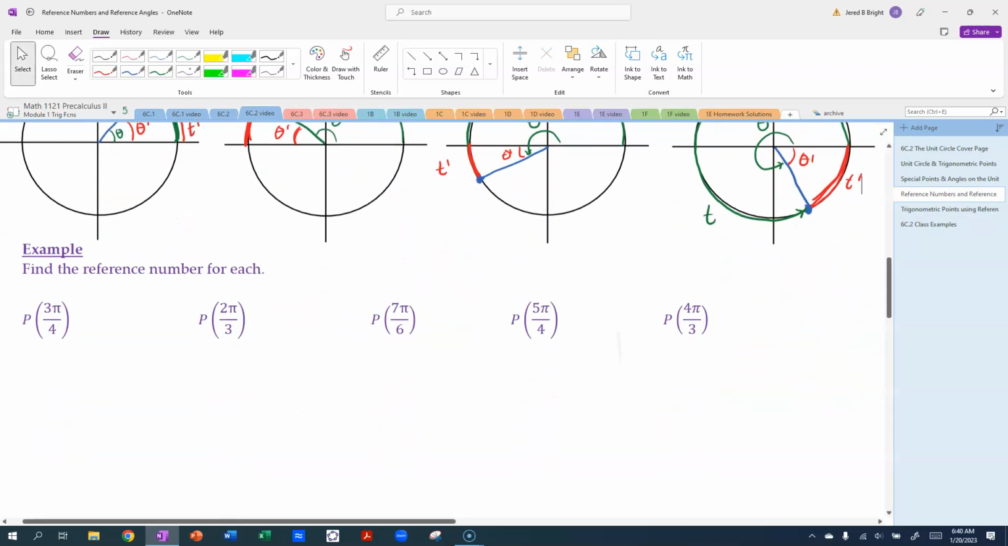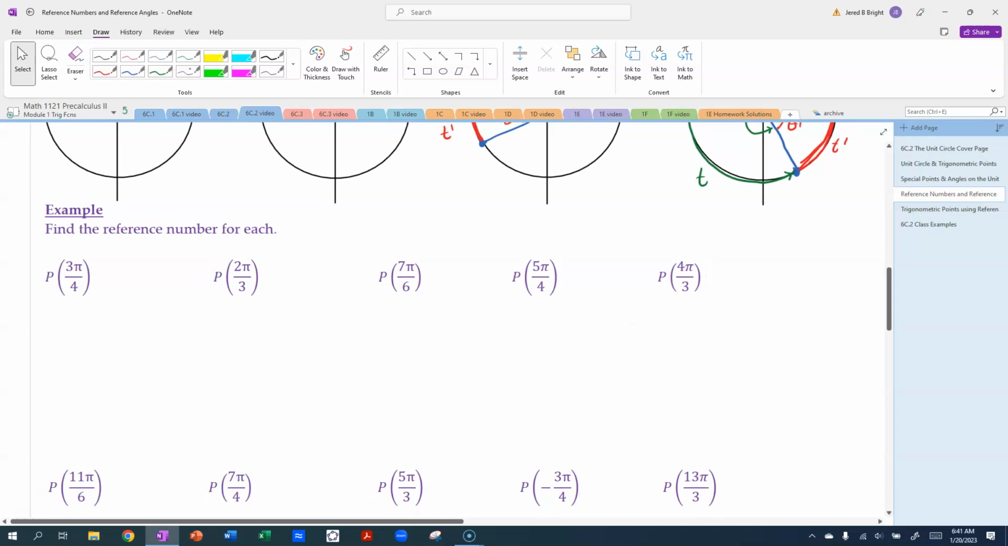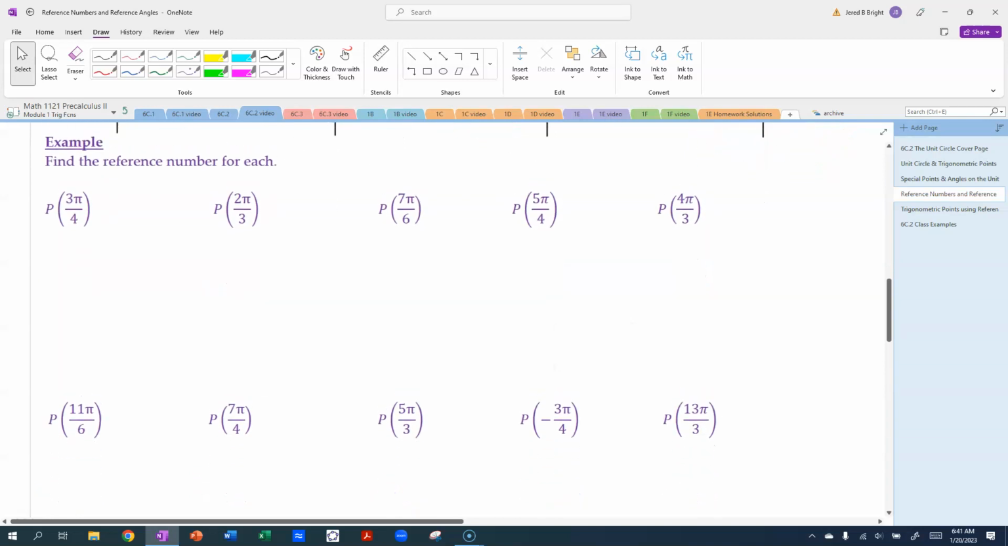Let's get some practice. There's a lot of examples here, and there's a lot of examples for a reason. I'll do a few of them, and then I'm going to just show you the answers, and you can do them on your own. Let's do the first 3 together, say. Find the reference, we'll actually skip around. Just kidding. Okay, so 3 pi over 4.